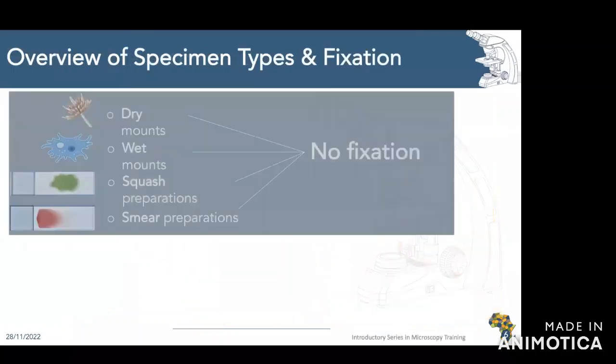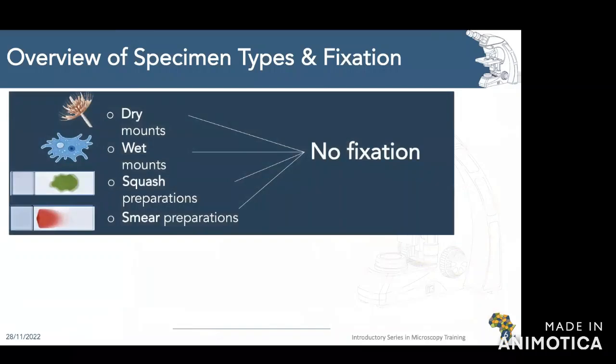So this is just a basic overview of how you would prepare your sample and fix it. The first is really to not fix your sample at all. These would be for your very basic preparations, something like a dry mount or a wet mount. Squash preparations and smears are usually not fixed.